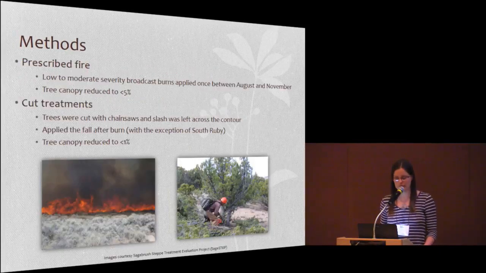So our 2 treatment methods were prescribed fire, which consisted of low to moderate severity broadcast burns that were applied between August and November. These reduced the tree canopy to less than 5%. Our cut treatments involved cutting the trees with chainsaws and leaving the slash along the contour, and they were applied the fall after the burn and reduced tree cover to less than 1%.